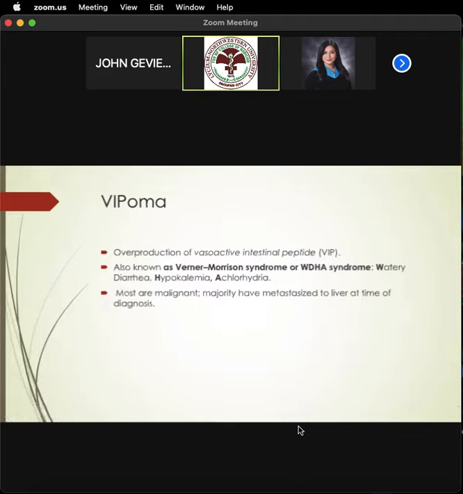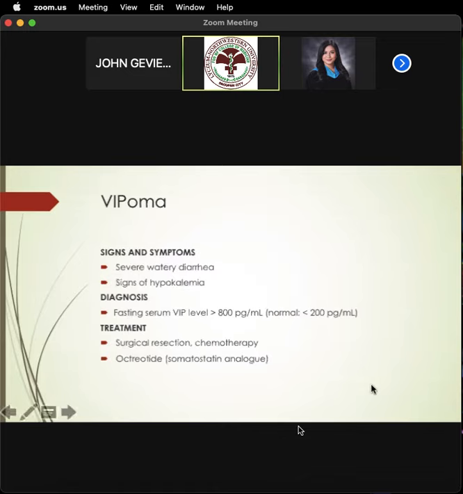Okay, let's proceed with the VIPoma. This is the overproduction of vasoactive intestinal peptide (VIP), also known as Verner-Morrison syndrome or WDHA, because the symptoms here are watery diarrhea, hypokalemia, achlorhydria. Most are malignant, and the majority have already metastasized to the liver at the time of diagnosis. As mentioned a while ago, the symptoms are watery diarrhea, hypokalemia.